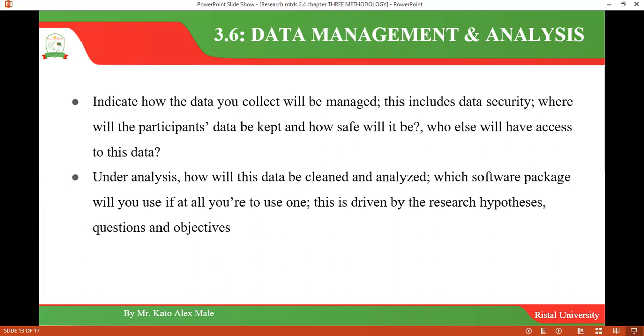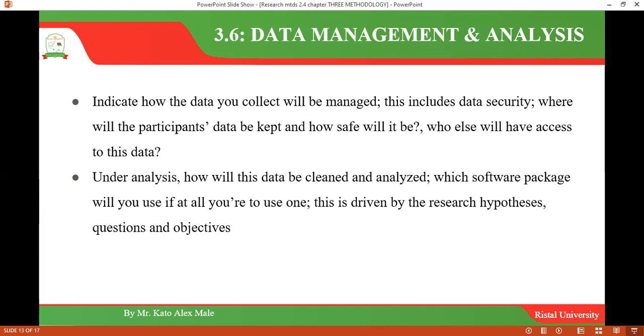Under data analysis, how will this data be cleaned and analyzed? What steps will you follow? Which software package will you use, if at all you are to use a software package? This is driven by the research hypothesis. Under data analysis and data management, they are all driven by your hypothesis, your questions, and your objectives.